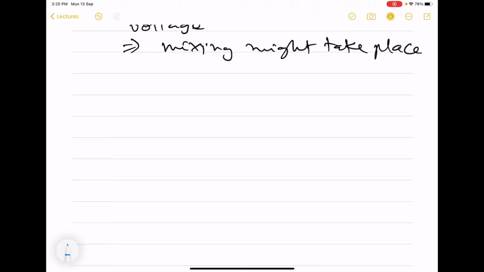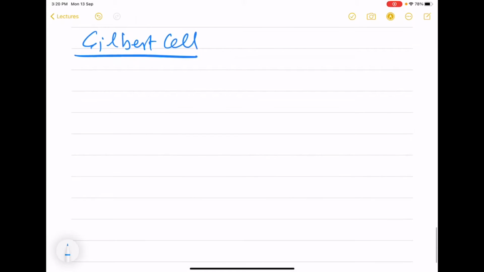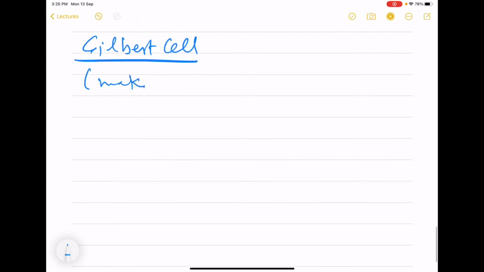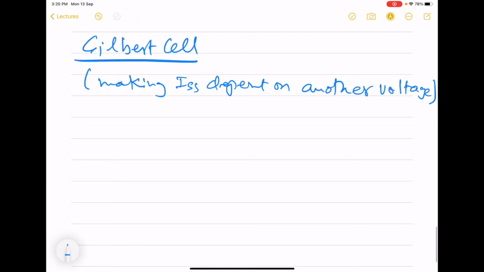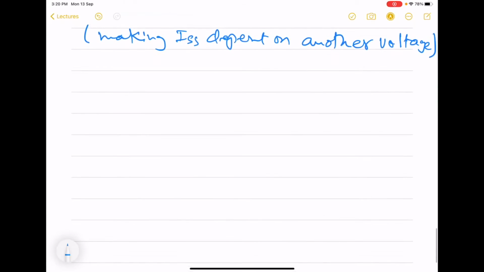And the resultant circuit will be called as Gilbert cell. But then there will be separate ISS which will be bias current, but then intermediate ISS will become dependent upon this voltage that we are proposing.